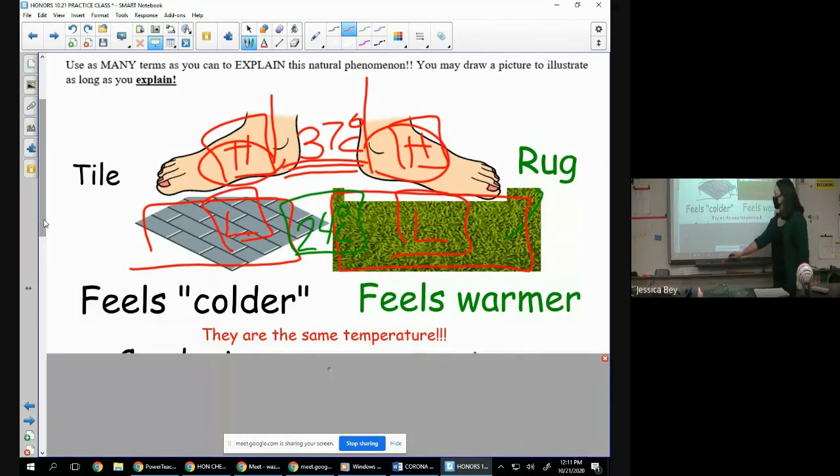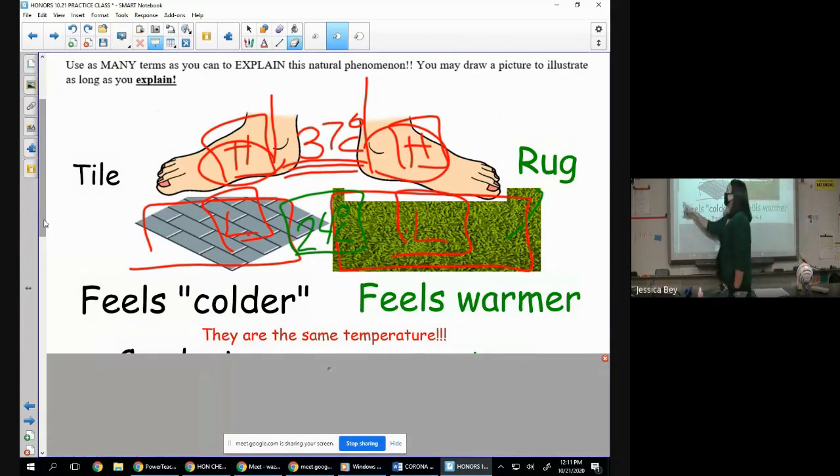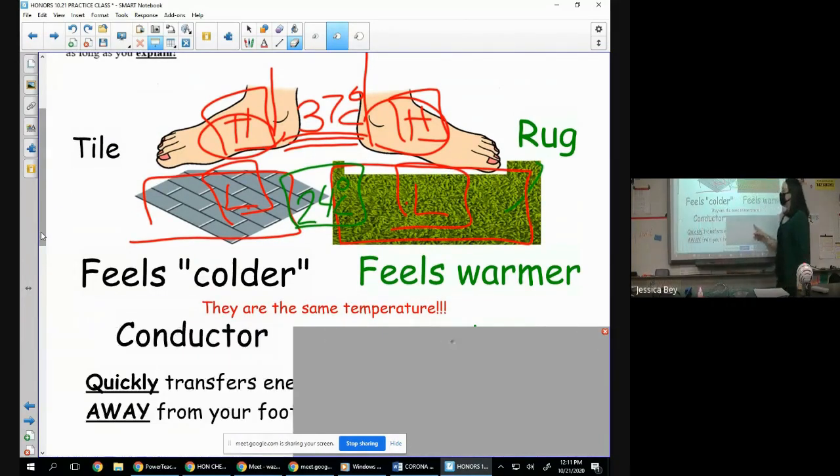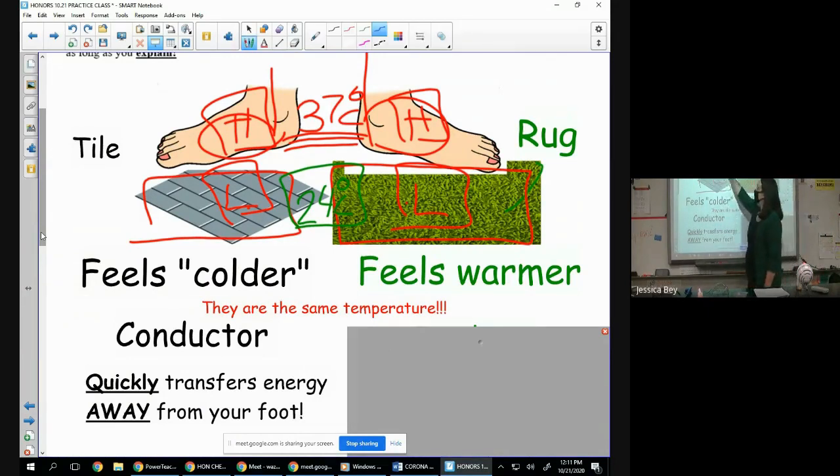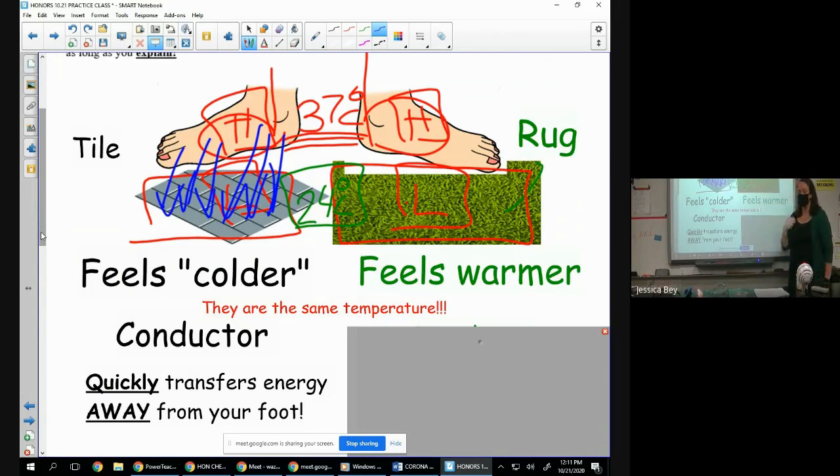Now, everybody can usually go with me here and say the tile is what type of material? It is a conductor, so it quickly transfers energy away from your feet. You step on that, and it is taking energy just as fast as it can. You're like, woo! It's taking energy away from your feet and making you feel cold. Now, the misconception is, well, if that feels cold and this feels warm, this carpet must be giving your feet some energy.